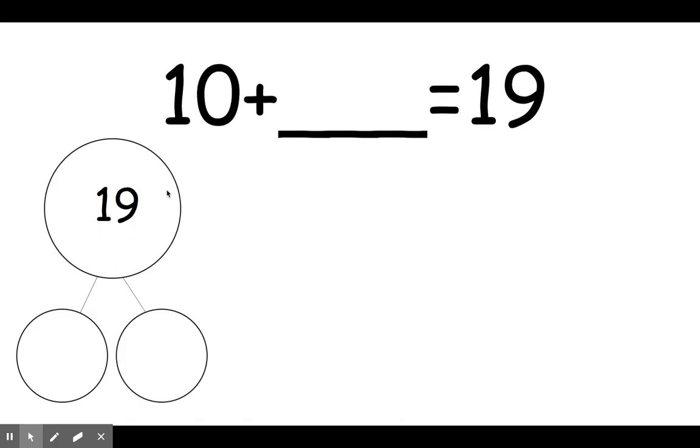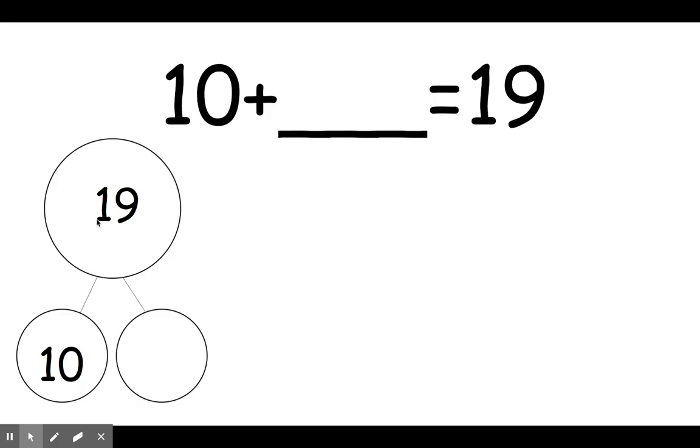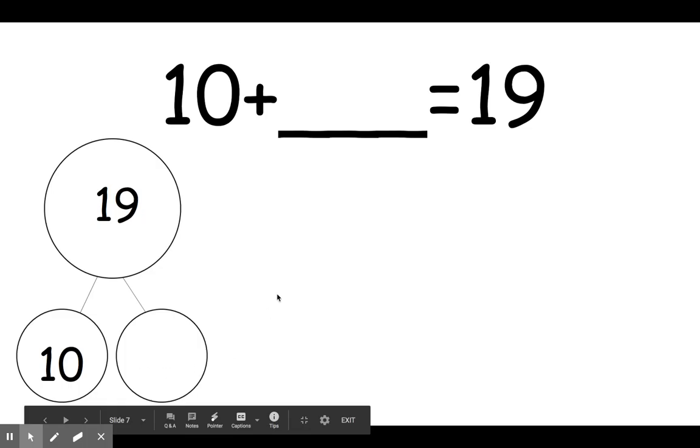So our whole or our total is 19. Here's 19 in our number bond. That's the total or the whole. So the number here, when it's added to this number, cannot be more than 19 because 19 is the total or the whole. Now we know that one part is 10. So we put that part down here in the number bond. We have one part is 10 and we have a whole of 19. What are we trying to find? That's right. We're trying to find the other part that is missing.